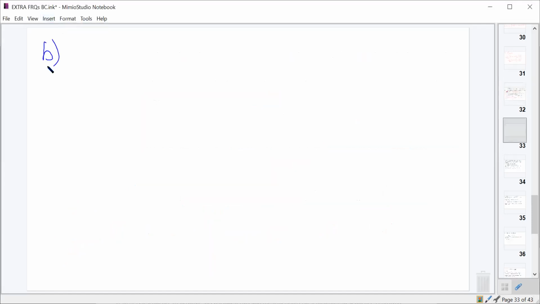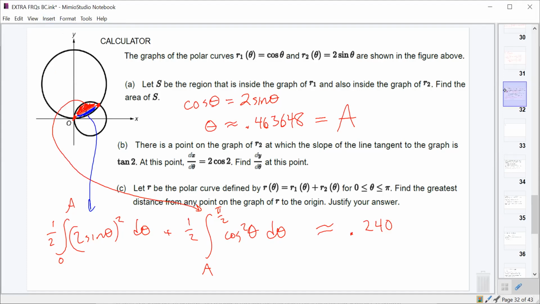All right, part B. What is part B saying to us here? Part B says there's a point on the graph of r = 2 sine theta where the slope of the line tangent to the graph is tangent of 2. At this point, dx/d theta is 2 cosine 2. Find dy/d theta at this point. Well, that should be pretty easy, I hope.